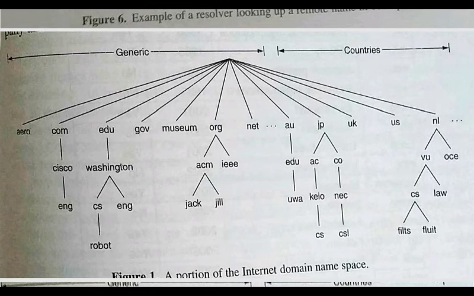Okay, now the domain which you choose and register will be under any one of the top level domains, either generic or country. Now it depends upon what type of domain it is. So for the domain which you are going to register, there are different types of domains available.